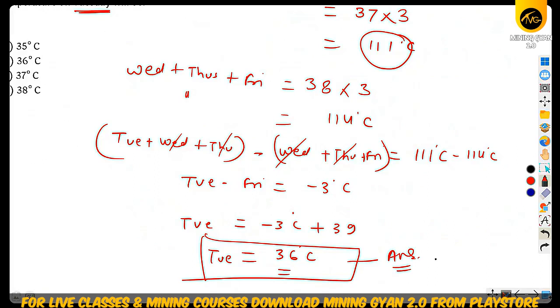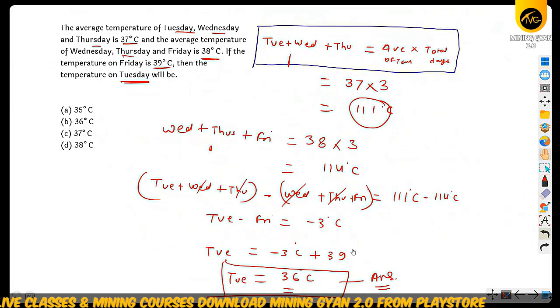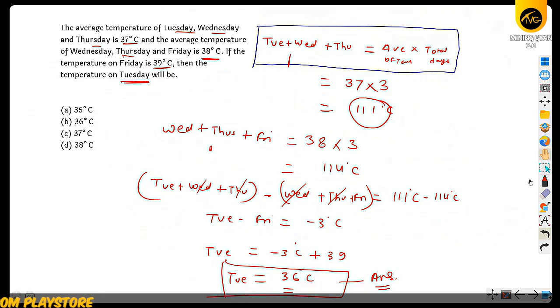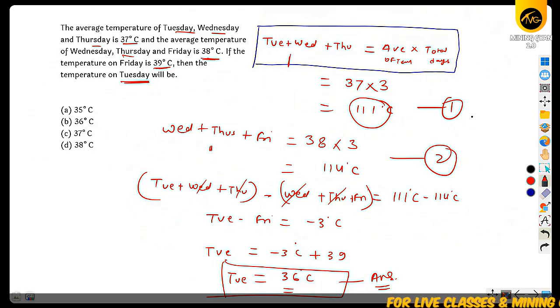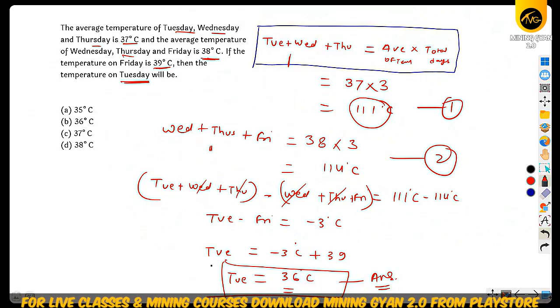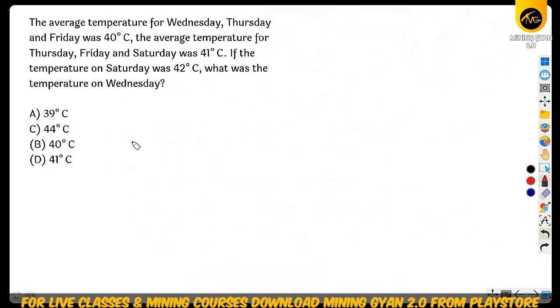That will be the answer. Subtracted from, okay, is it okay? Basically it's totally up to you. You can subtract, or we can suppose that this is equation number 1 and equation number 2, and you can do equation 2 minus equation 1, or equation 1 minus equation 2. The answer will be the same. So Tuesday's temperature is 36 degrees Celsius. So option B is the correct answer.